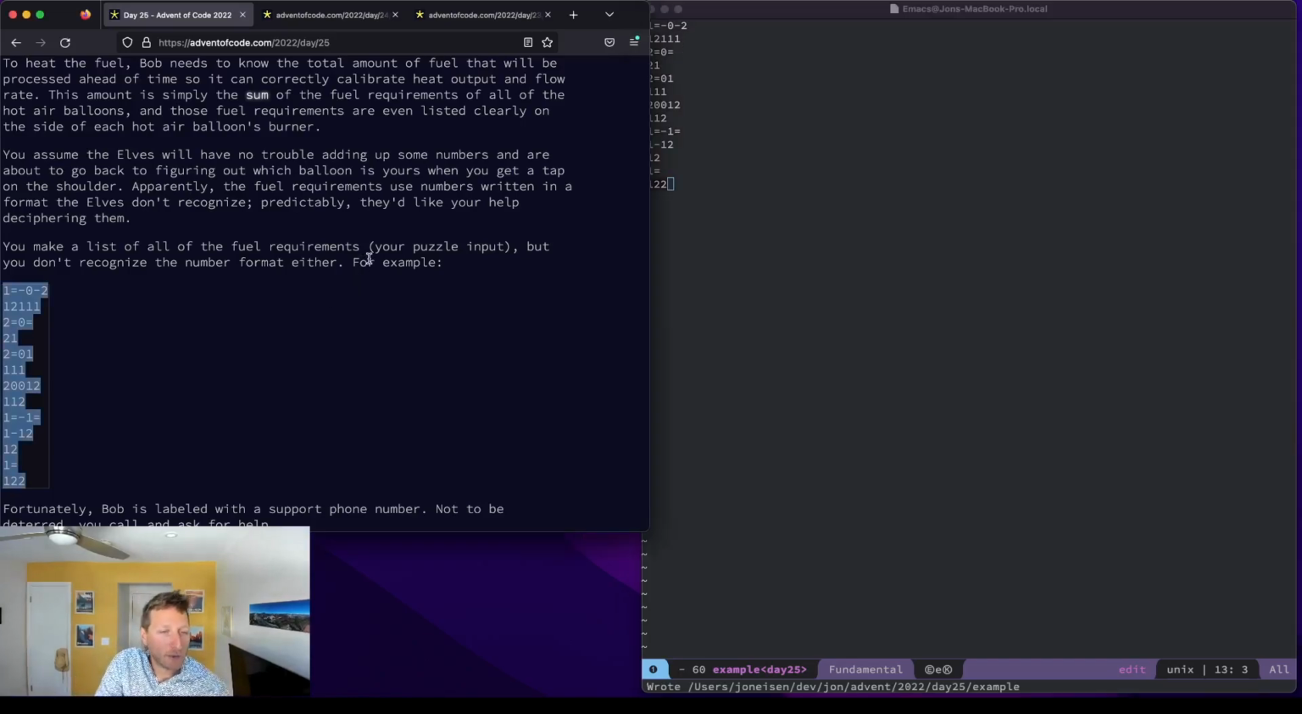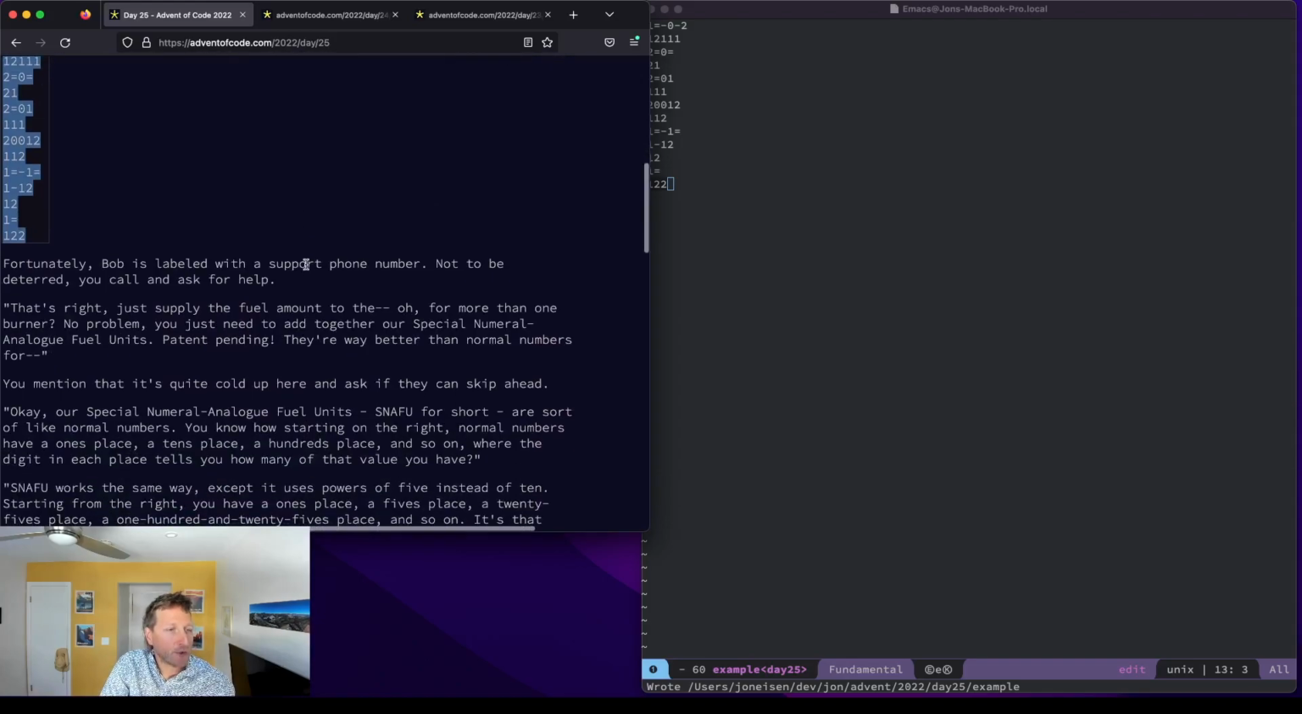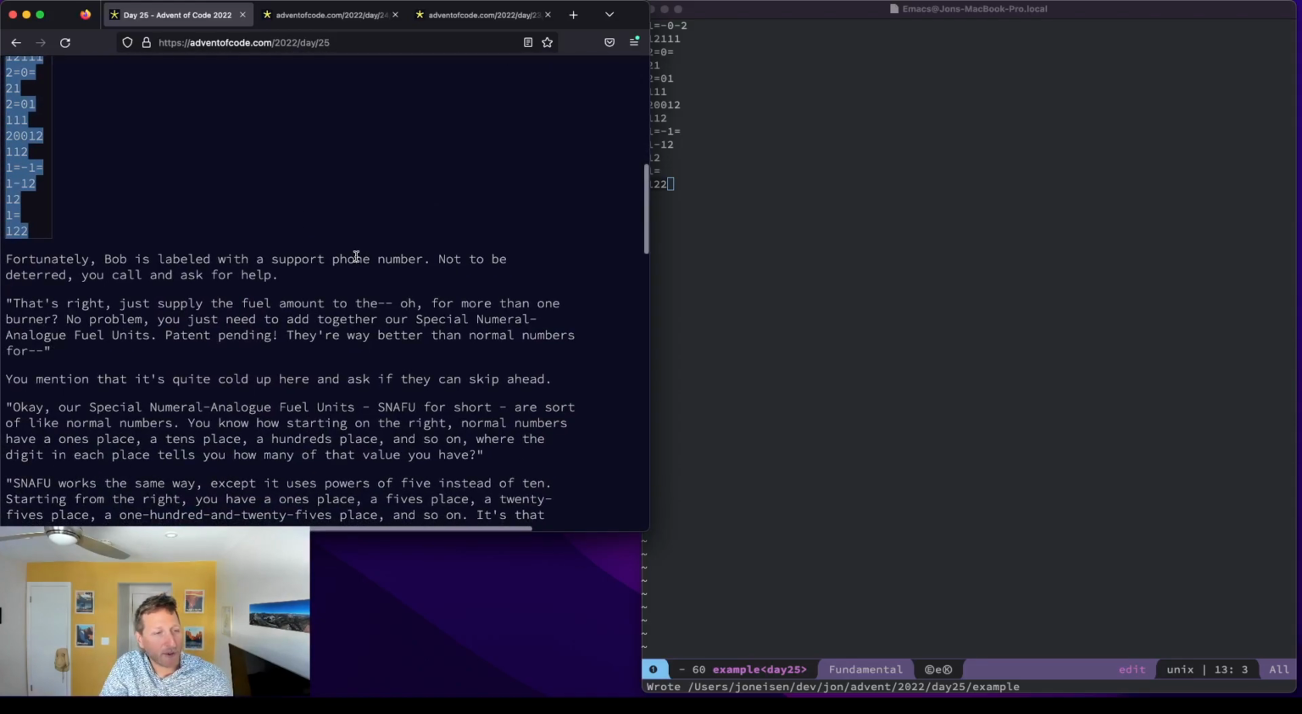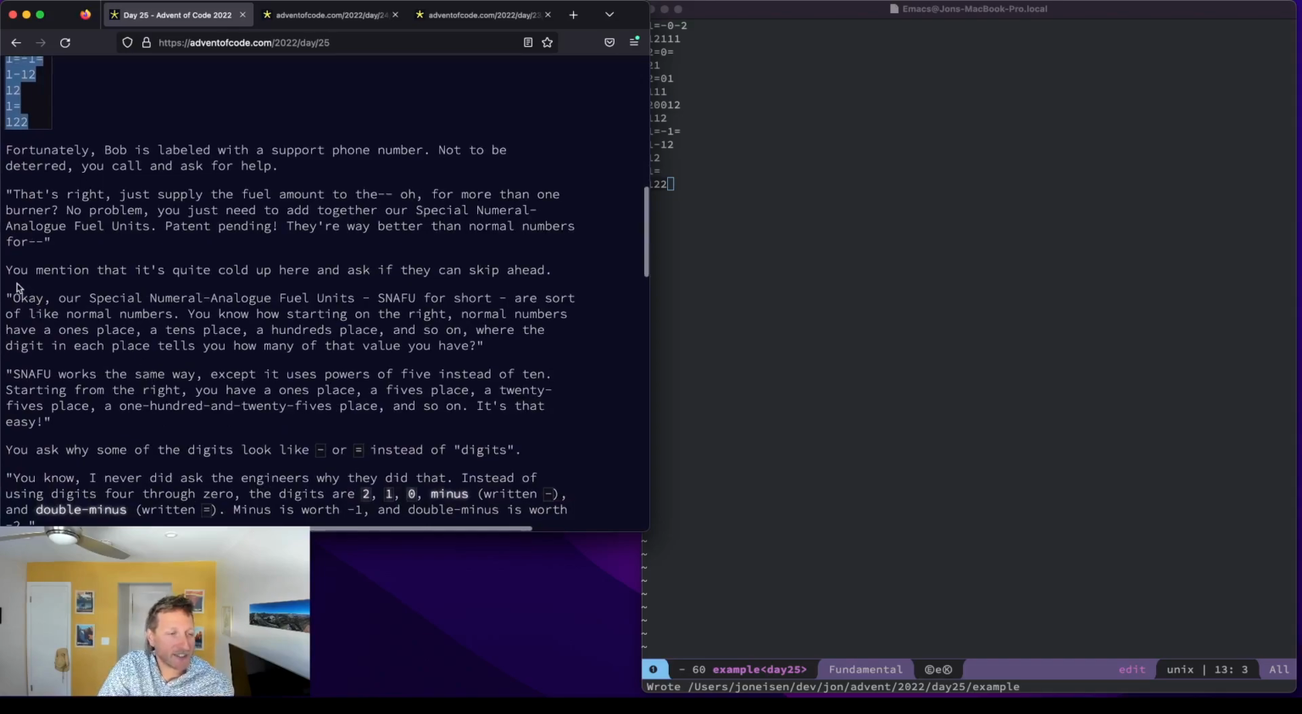You make a list of all fuel requirements and you don't recognize the number format either. Fortunately, Bob is labeled with a support phone number. Not to be deterred, you call and ask for help. You just need to add together all our special numeral analog fuel units. SNAFU, S-N-A-F-U. Patent pending, they're way better than normal numbers. You mention that it's quite cold, and ask if they can skip ahead. Okay, all right, SNAFU is sort of like normal numbers.